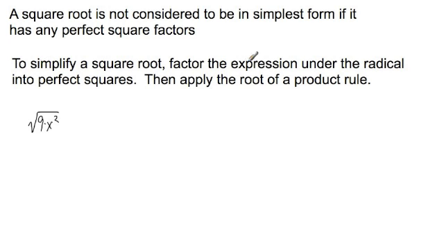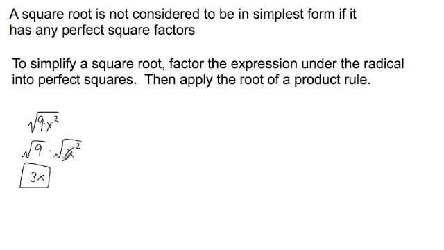To simplify a square root, factor the expression under the radical into perfect squares. Taking a look at this, 9 is already a perfect square, and x squared is already a perfect square, so that step is done for us. All that's left to do is apply the root of a product rule. That rule states that the root of a product is the same as the product of the roots. So I can take the two roots and multiply them by each other without changing the value. This allows me to write the square root of 9, which is 3, times the square root of x squared, which is x. This simplifies to 3x.